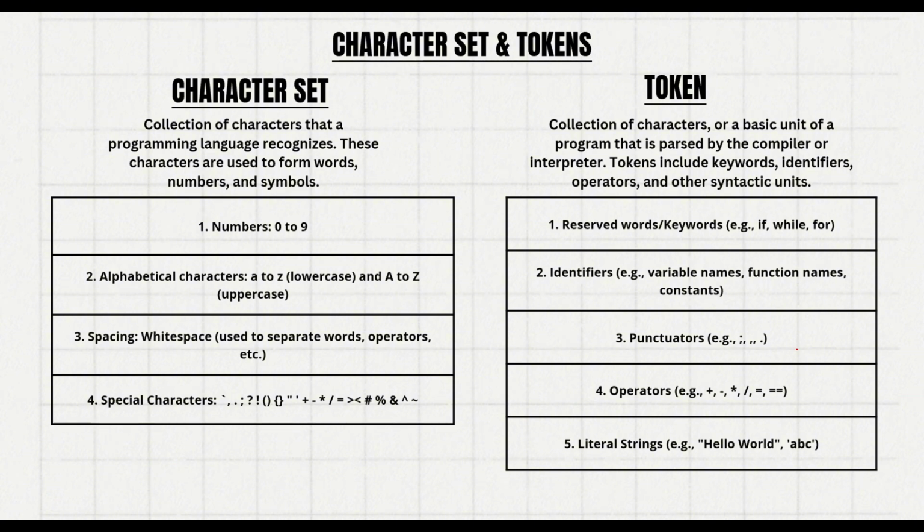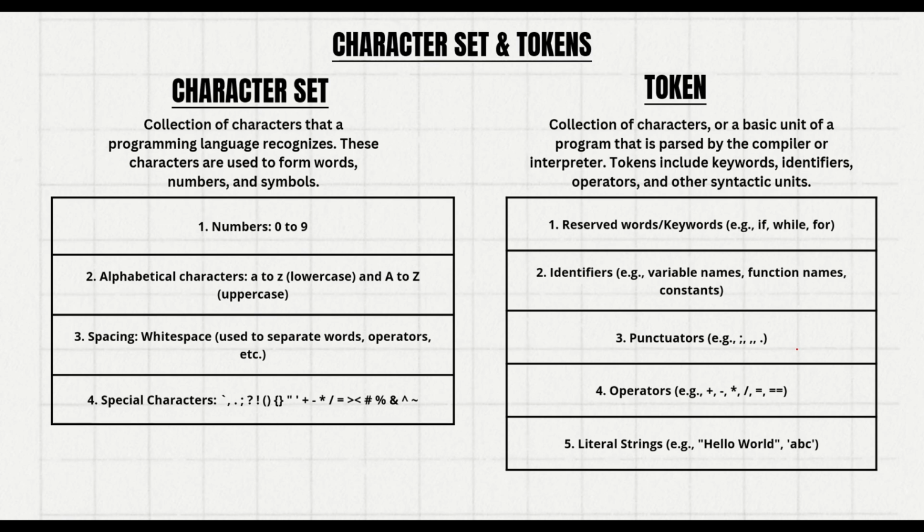Spacing includes white space characters, which are essential to separate words, operators, and other elements. Proper spacing makes code readable and well structured. Lastly, special characters like comma, question mark, and exclamation mark play unique roles in programming languages. They are used for various operations, punctuations, and expressions.